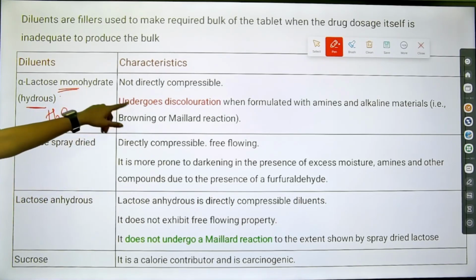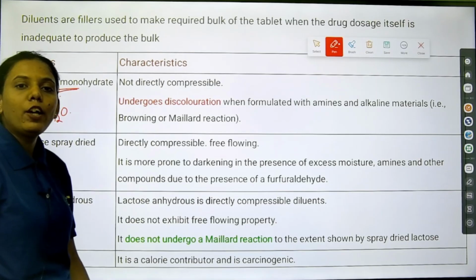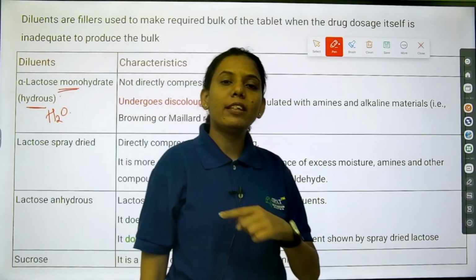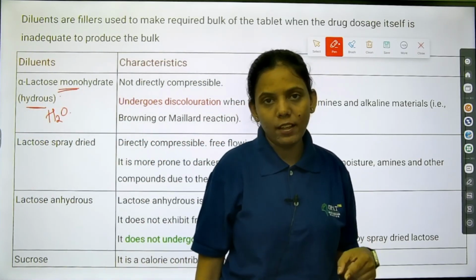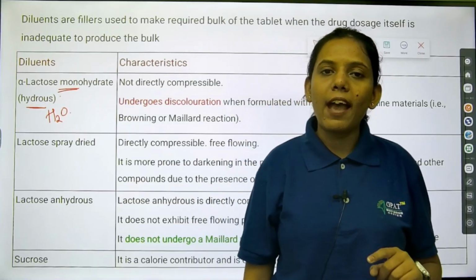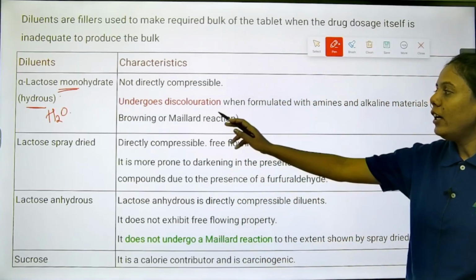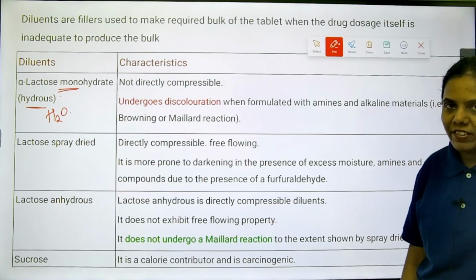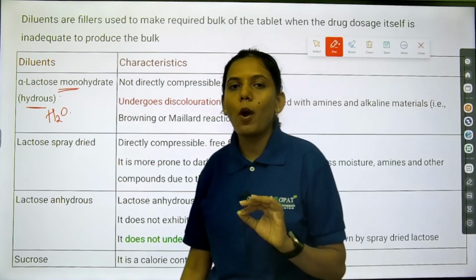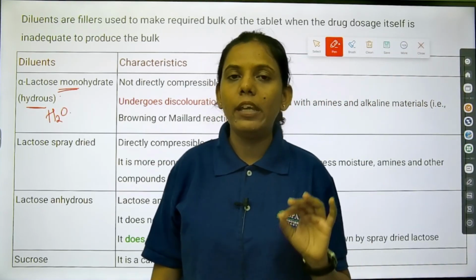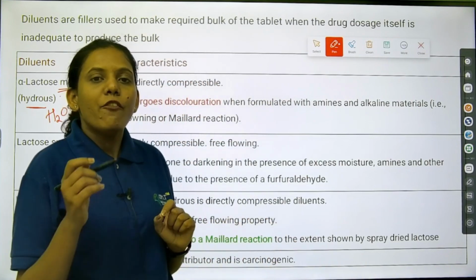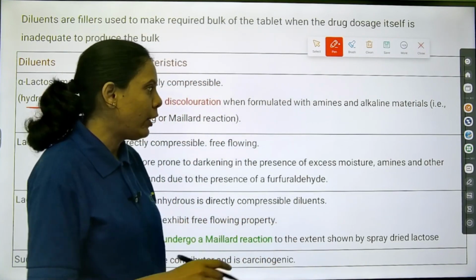Now see the characteristic features. Not directly compressible. That means if you are using this kind of lactose, you have to use it in granulation because it does not have the capacity to undergo direct compression. Undergoes discoloration when formulated with amine containing drugs. So this is the property of monohydrate lactose.